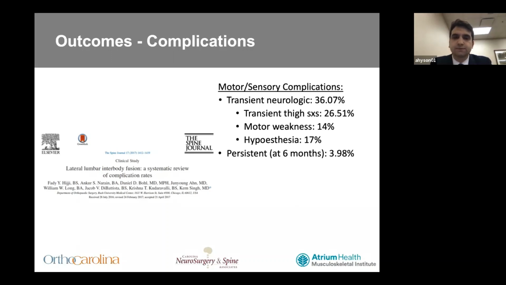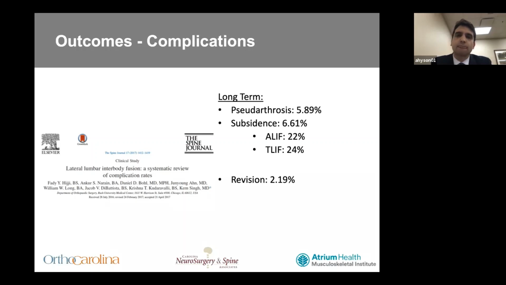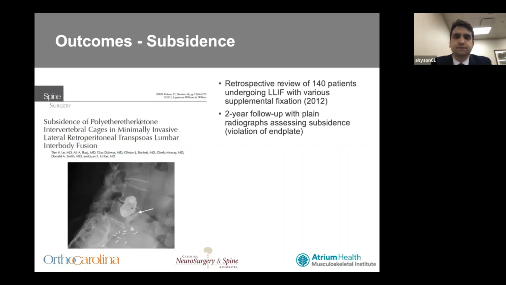The rest had resolved. Operative complications, including ligament tears, occurred at a rate of 2.98%, vascular injury, as I mentioned before, at 0.4%, and bowel injury at 0.4%. Long-term complications such as pseudoarthrosis occurred at 5.89%. Importantly, compared to literature at the time based on this study, this was analogous to other interbody fusion techniques. Subsidence rate of note was 6.61%, and they stated that in other systematic reviews conducted at the time, ALIFs had a subsidence rate of 22%, and TLIF had a subsidence rate of 24%. Revision surgeries occurred in 2.19% of patients.